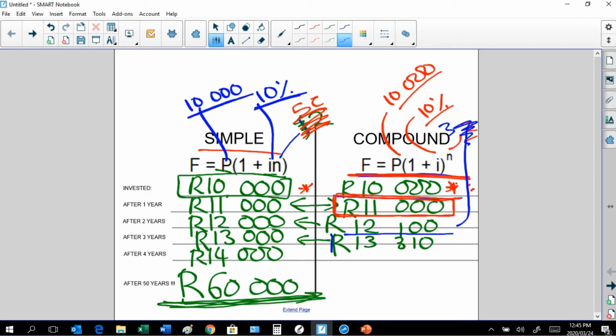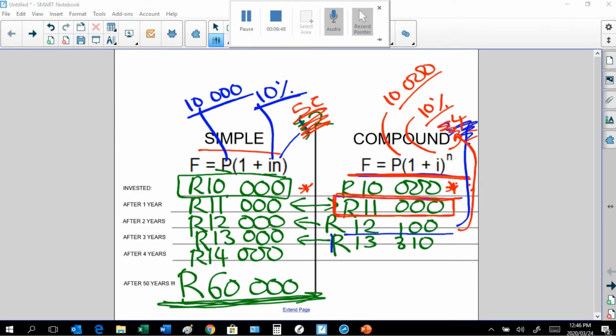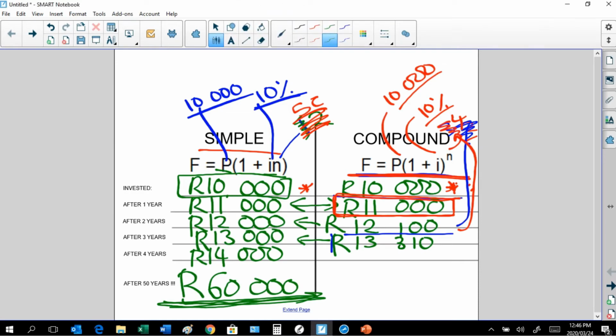Now let's make this number here a 4 for the fourth year. And what do you get? You get 14,641. So you can see it's definitely growing year by year. And it doesn't make such a big difference if you're only investing for a few years, 1, 2, 3, 4 years. But if you're investing for 50 years, let's have a look and see what the difference becomes.